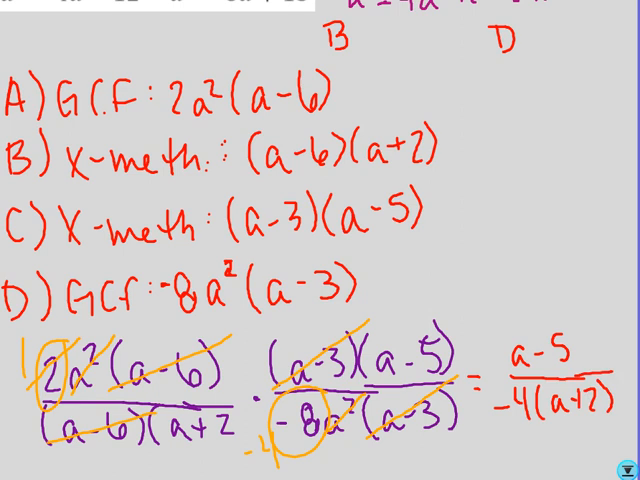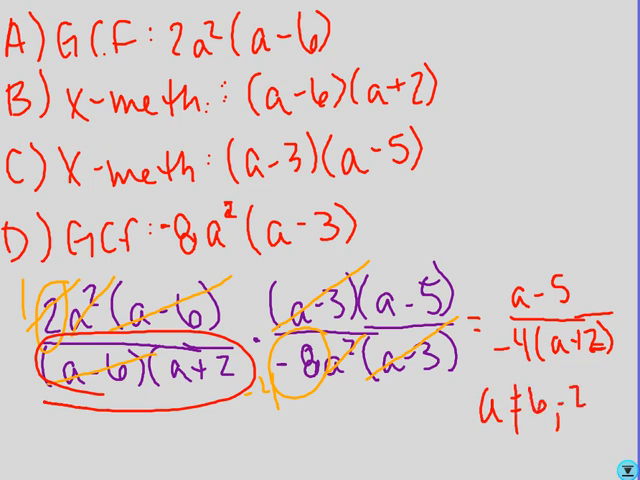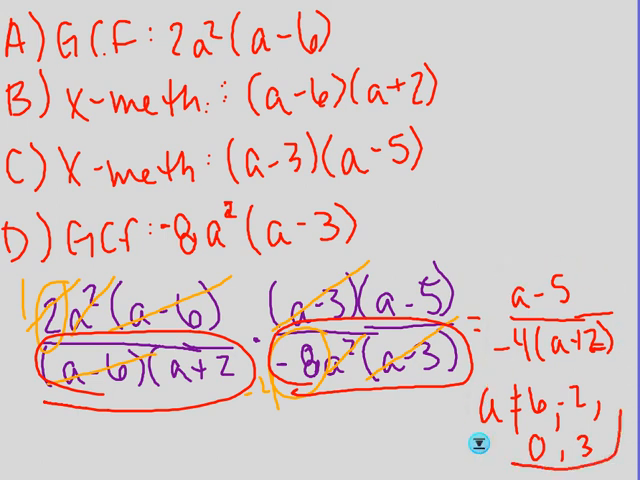Then you always want to make sure that you didn't miss any factors there at the end. Make sure you also talk about your restrictions. So in this denominator, a cannot be positive 6, negative 2. In this denominator, a cannot be 0 and positive 3. So now this is our final solution.